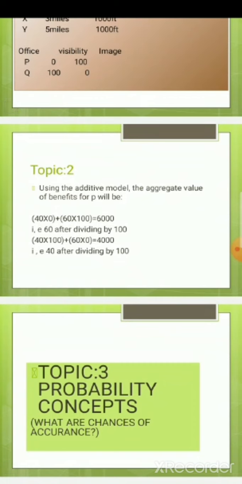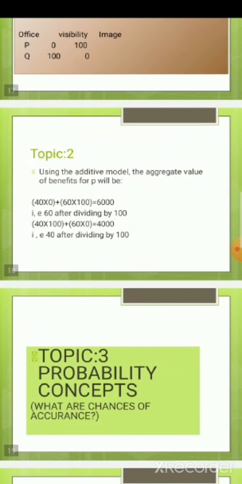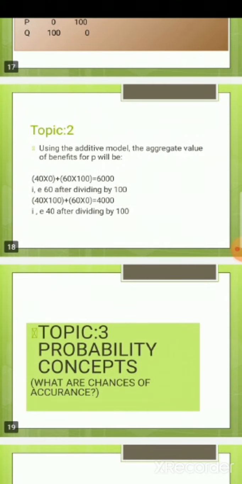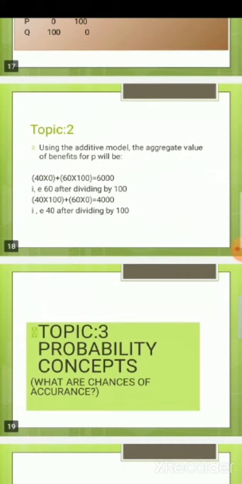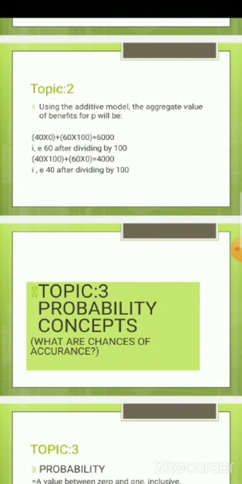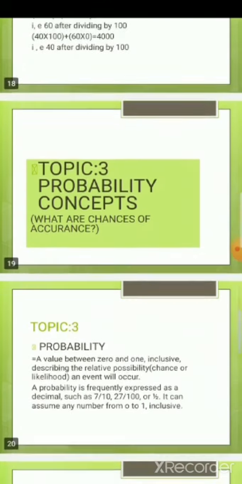Using the additive model, the aggregate value of benefits for P will be 40 into 0 plus 60 into 100 equals 6000, or 60 after dividing by 100. For Q, 40 into 100 plus 60 into 0 equals 4000, or 40 after dividing by 100.